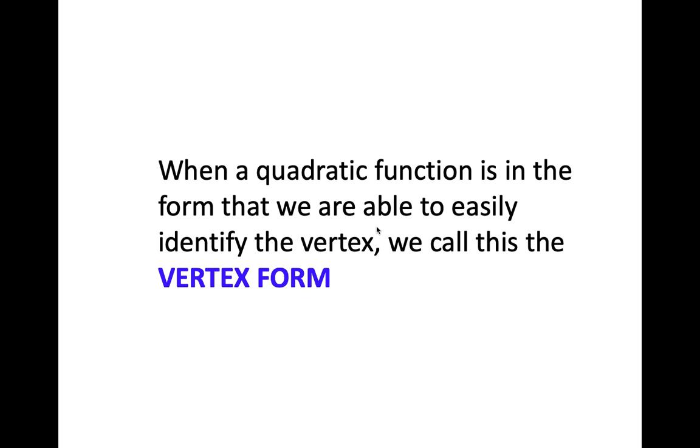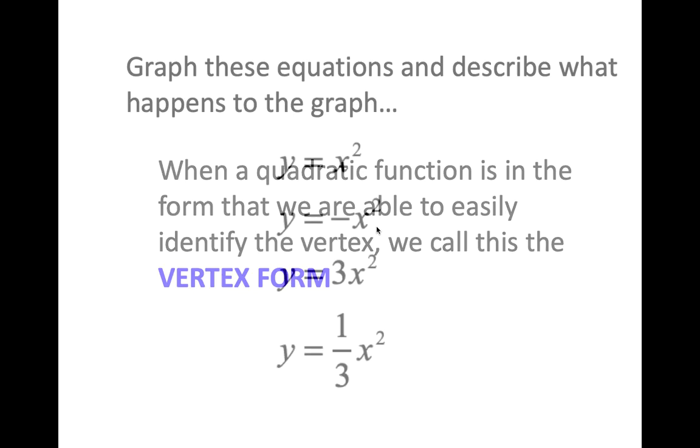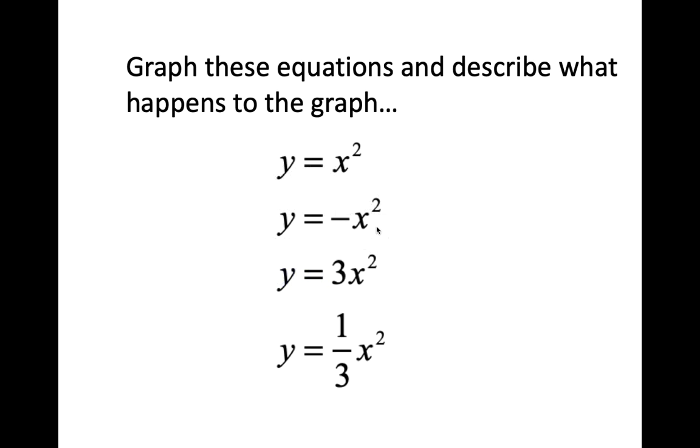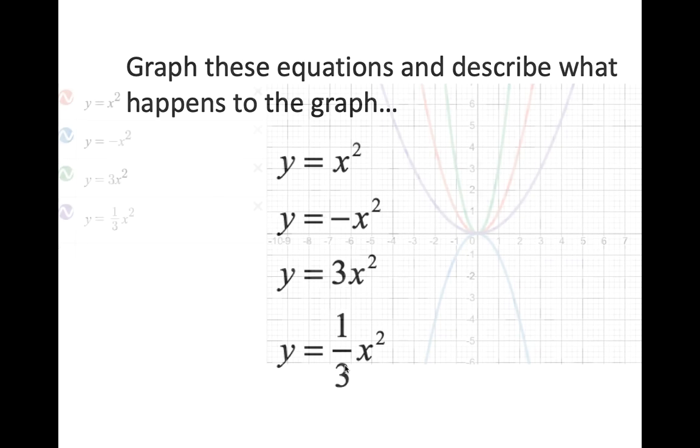I said this before, but when the quadratic function is in this form, it is called the vertex form because we can pick out the vertex so easily. Okay, so some more motions that we wanted to do. We did a couple of them. First of all, we put a negative in front, and then we put a 3, and then we put a 1/3. Let's see what happened.